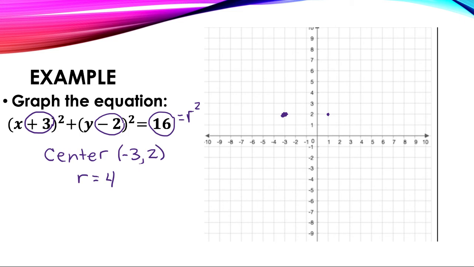I'm going to count up 4 units. So we'd have a point there on the outside. I'm going to count to the left 4 units and down 4 units. And once you do that, then you can go in and actually connect those dots and form your circle. And so now we have a graph of the equation of our circle.